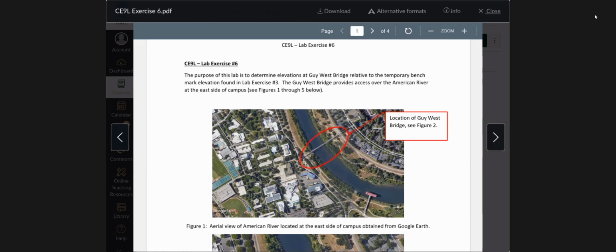So we're doing a leveling exercise today that's different than what you've been doing the last 2 weeks in lab. It's not a differential level where you backsight a known elevation and you go in a loop around a figure, and you end up with your last foresight back on the manhole. Today we're doing something that's completely different, but it's just a different way, a different type of leveling.